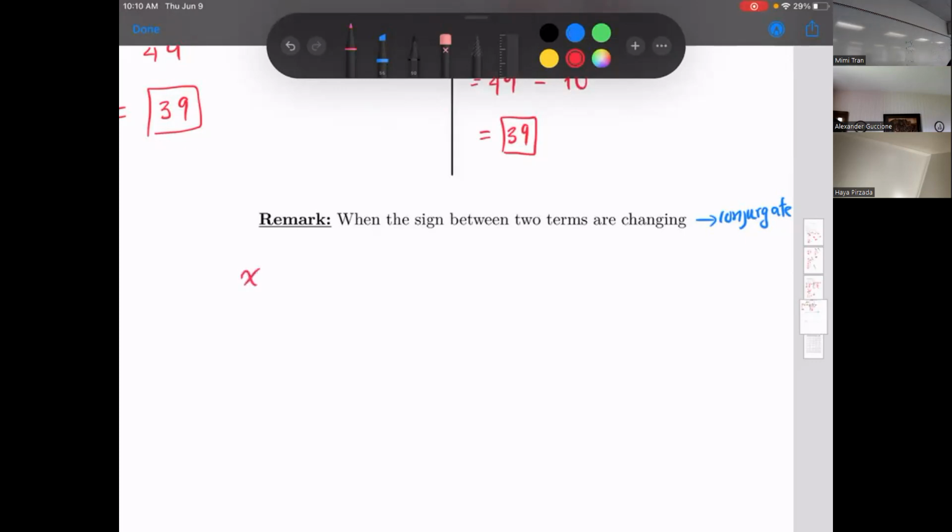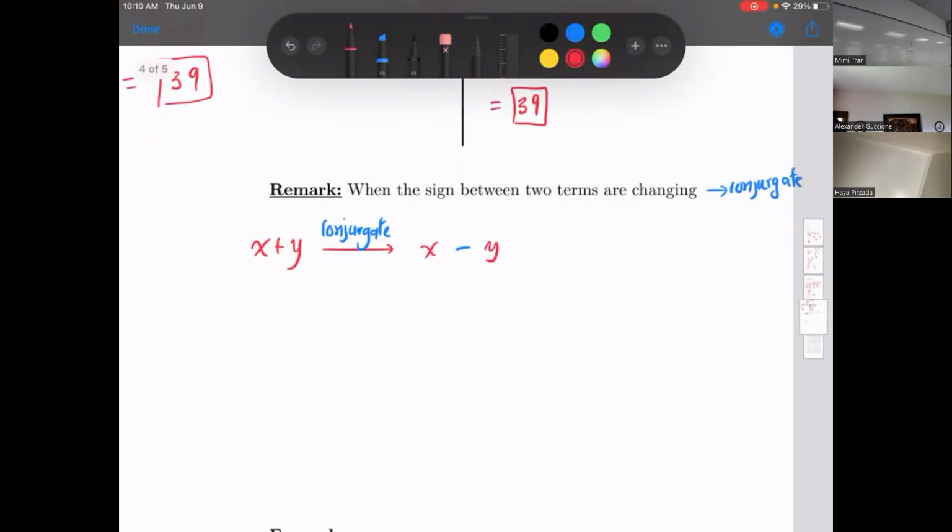So let me ask you a question. X plus y. What is the conjugate of x plus y, according to the definition? Yeah, x minus y. What about 3a plus 4b? 3a minus 4b. What's the conjugate of 3a minus 4b? 3a plus 4b. I say 4b, but I wrote y, sorry.